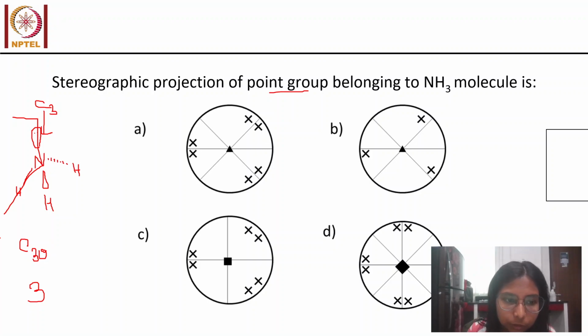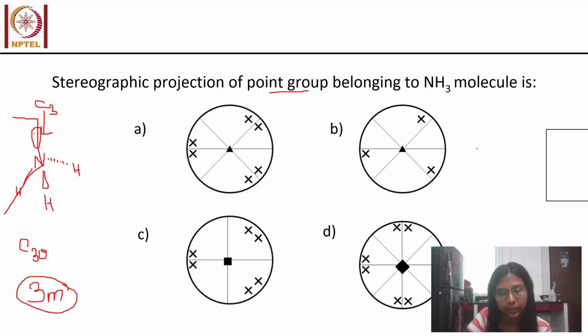Anyway, here C3 turns into 3, and then we have V. V simply means a mirror, so we write m. Then this is the point group. Once we get the point group, we can easily find out the stereographic projection of the point group.